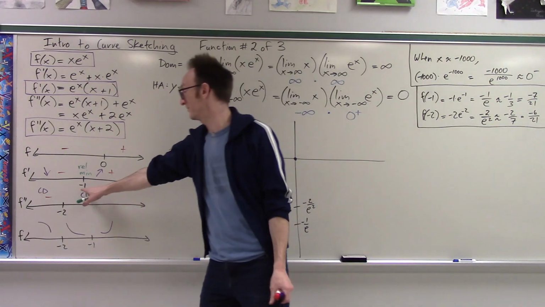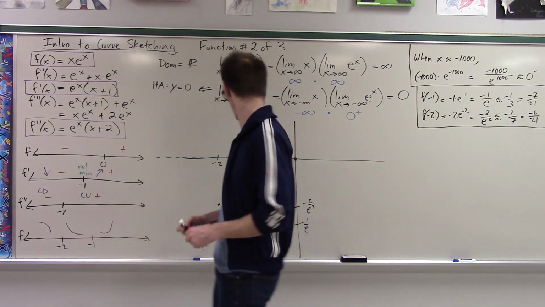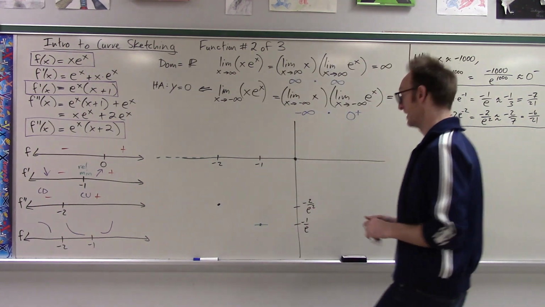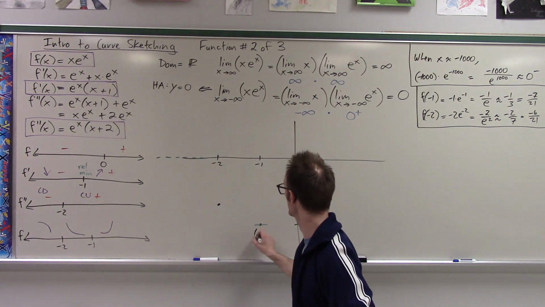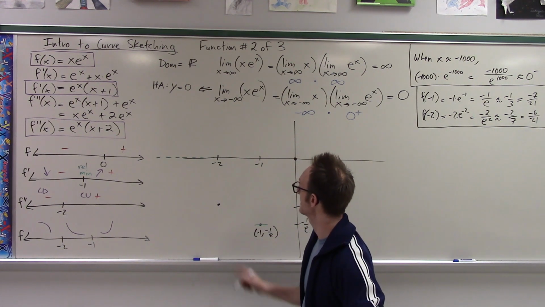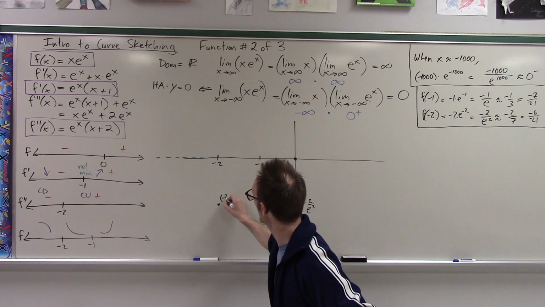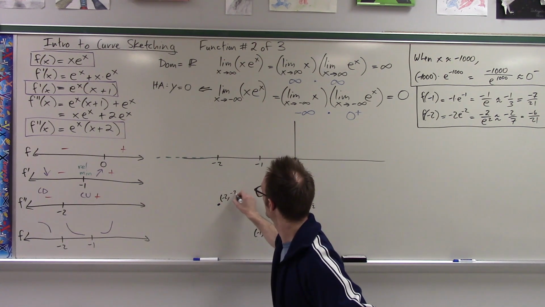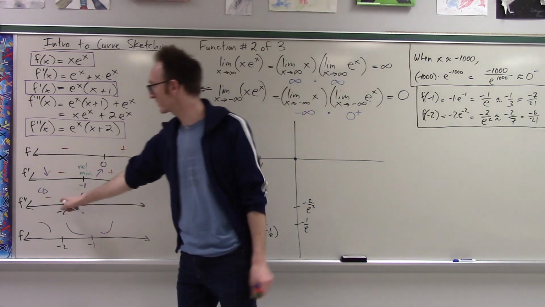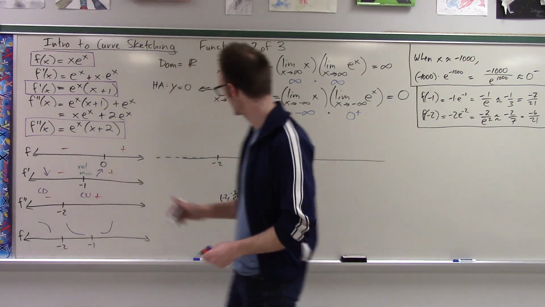I know that f prime of -1 is 0, which means I have a relative min. And this point, like I said, is the point -1 comma -1/e. And then I have this other point, this -2 comma -2/e² point. What's that? It's a point of inflection. It's the place where the concavity changes from concave down to concave up.